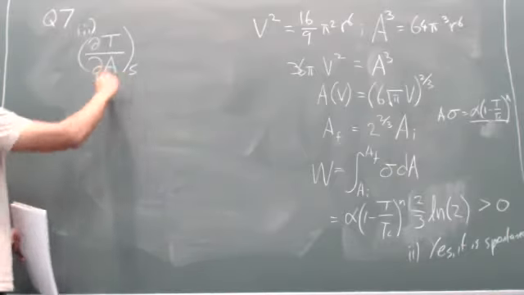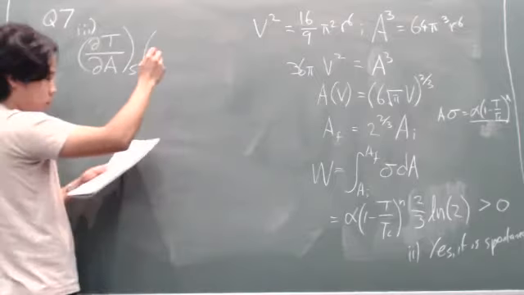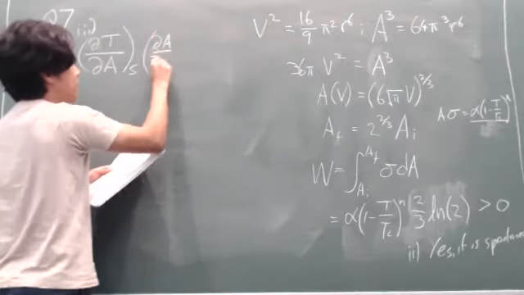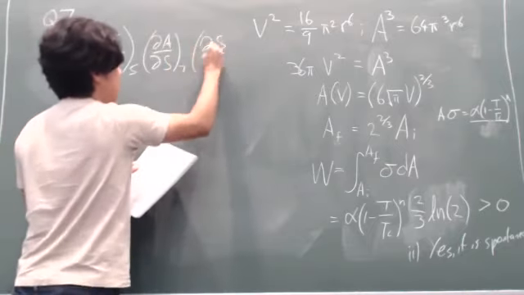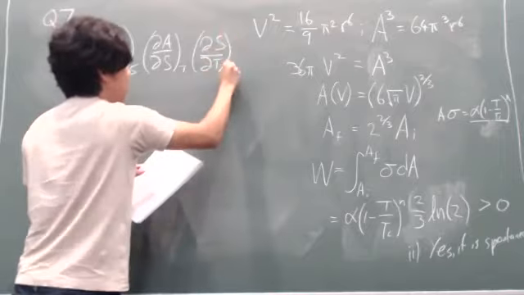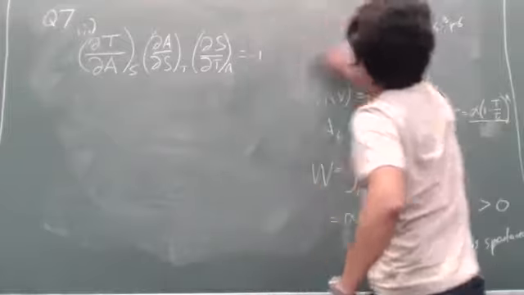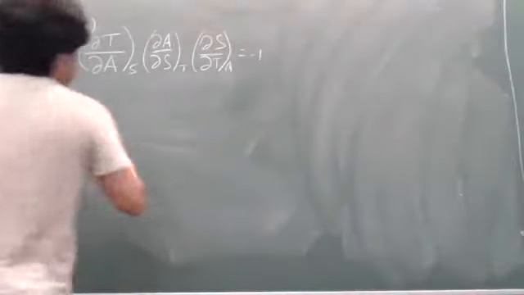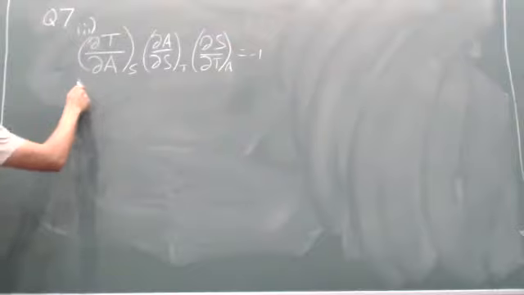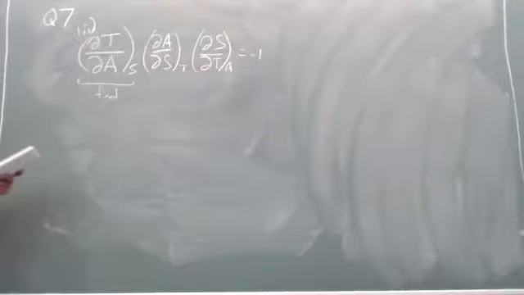And again, we look at these three variables and we try to construct a cyclic rule with these three variables. So the other two terms are going to be dA/dS at constant T times dS/dT at constant A, and that's equal to -1. So pretty much the same as question 6. We know we want to find this, so then we need to evaluate these two first.